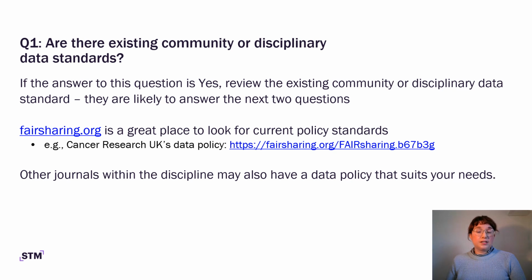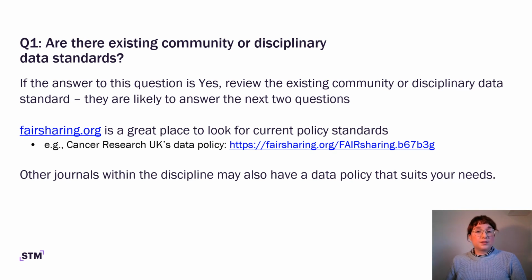Identifying existing community or disciplinary data standards can help you to establish the extent to which your journal's authors may already be familiar with data sharing and are likely to have had previous experience with sharing their data. If you're not sure whether there are existing standards in a community or discipline, fairsharing.org is a useful place to start your research. FAIRsharing collects information about existing standards, metadata schema, reporting guidelines, data repositories, and journal data policies, and is searchable by keyword.